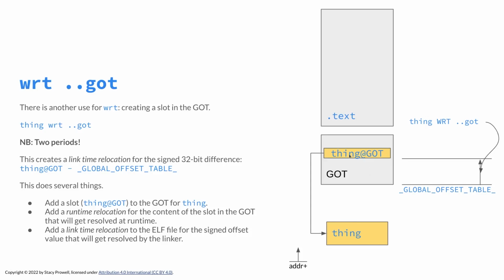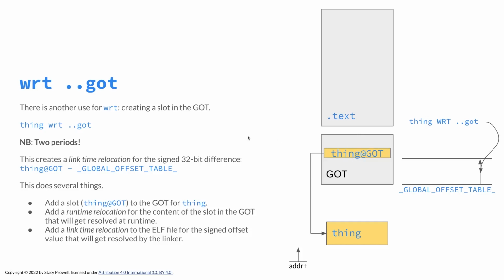First, when we use thing with respect to GOT, it creates a slot in the GOT for the address of thing. That will be a patch later, a runtime patch, probably, that will put the address of thing at that slot in the GOT, which is fine. GOT's not executable, so it'll put it in there.